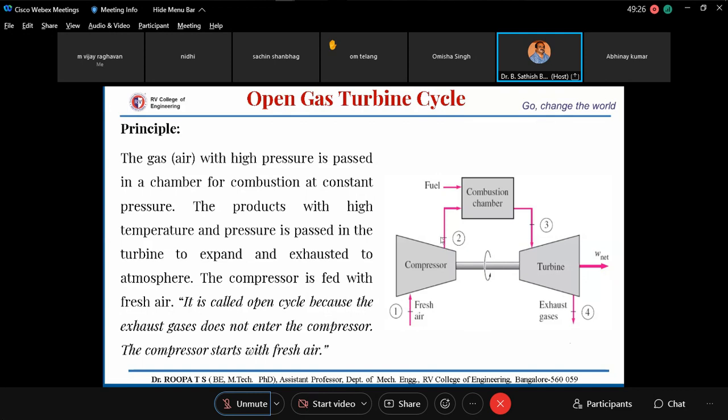So 1 to 2 we have the compressor, 2 to 3 we have the combustion chamber, and 3 to 4 we have the turbine. This turbine and compressor are coupled onto the same single shaft, so that part of the energy is used to run the compressor and the rest of the energy is utilized to execute the work. So this is the open cycle gas turbine.